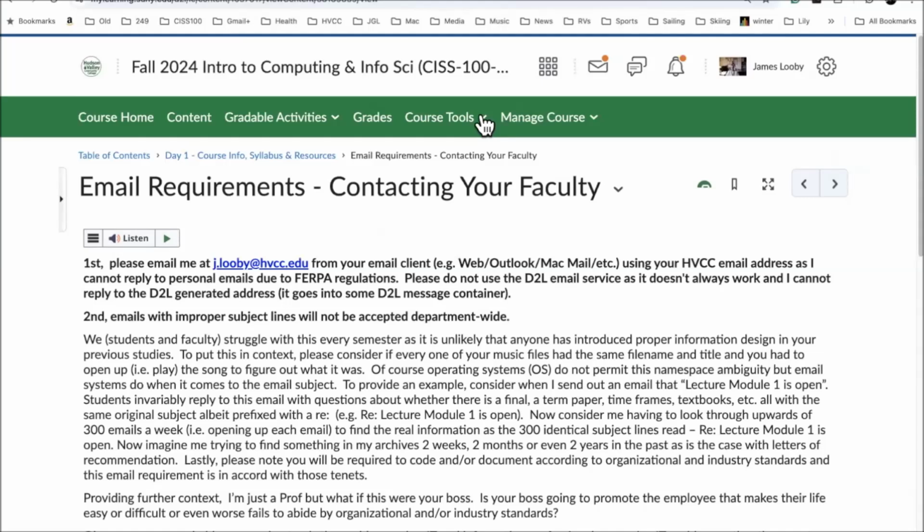The other thing is I cannot respond to an email that's generated by D2L. It doesn't go back to your email address. It goes into D2L in this other mailbox, which may or may not be available. Please email me directly, j.luby, at hvcc.edu. We'll talk about this, by the way, username and domain, okay, because we need to be very specific. And email me from the client of your choice, whatever you use for mail.